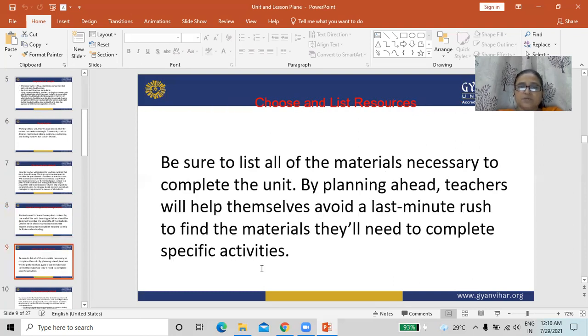Choose and list resources. Be sure to list all of the material necessary to complete the unit. By planning ahead, teachers will help themselves avoid a last minute rush to find the materials they need to complete specific activities.